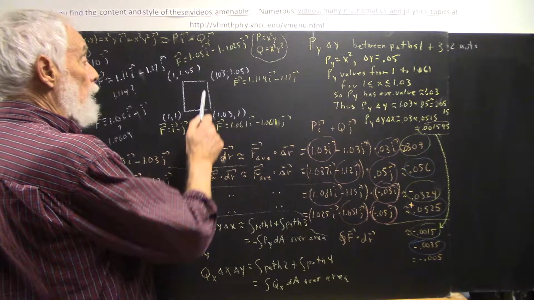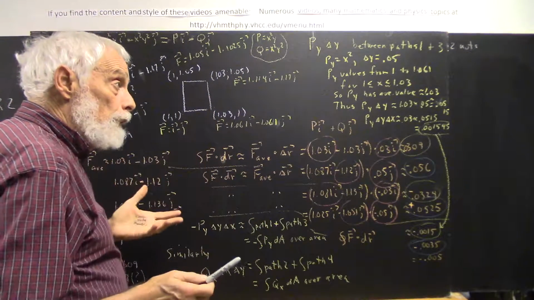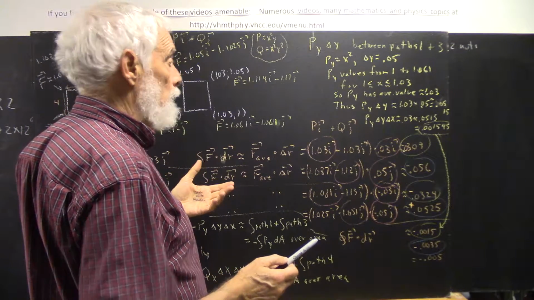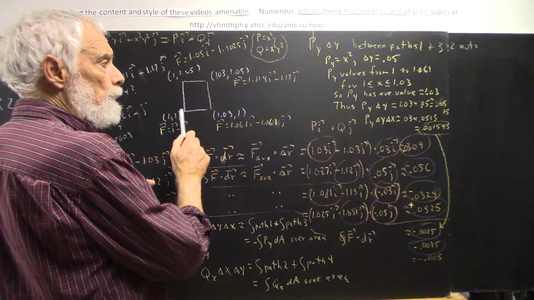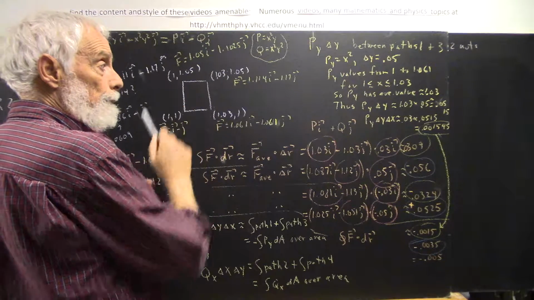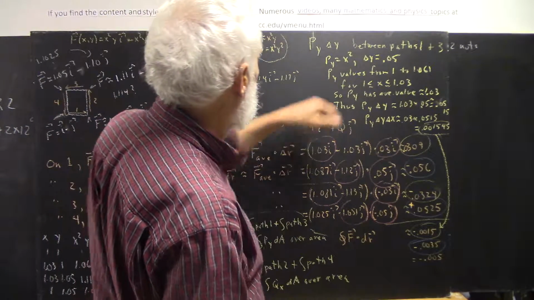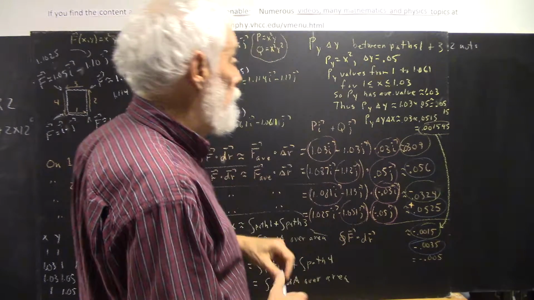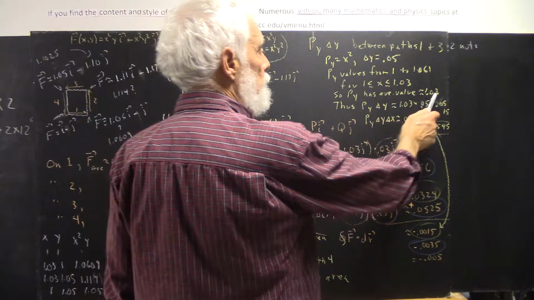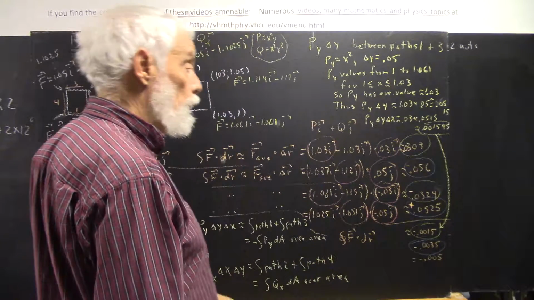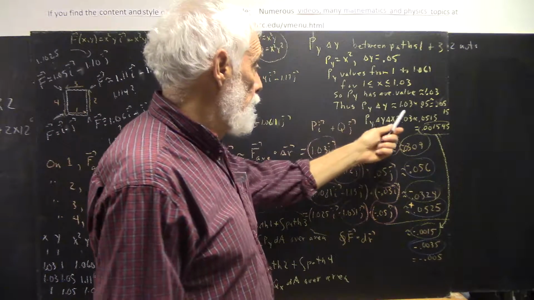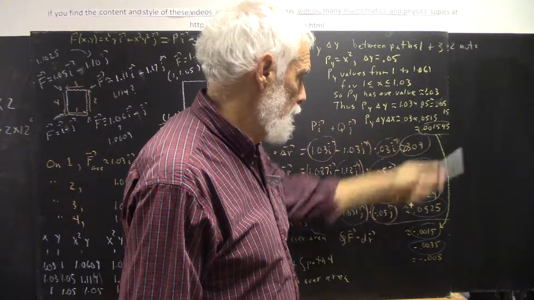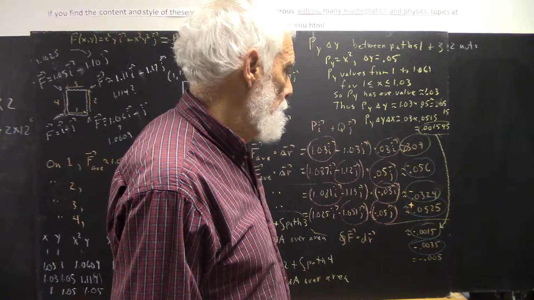So on this interval and on this interval, the average value of P sub y is going to be pretty close to 1.03. Again, it doesn't depend on y in this case. So the average value is approximately 1.03. We multiply that average value of P sub y by delta y, we get 0.0515. Okay?